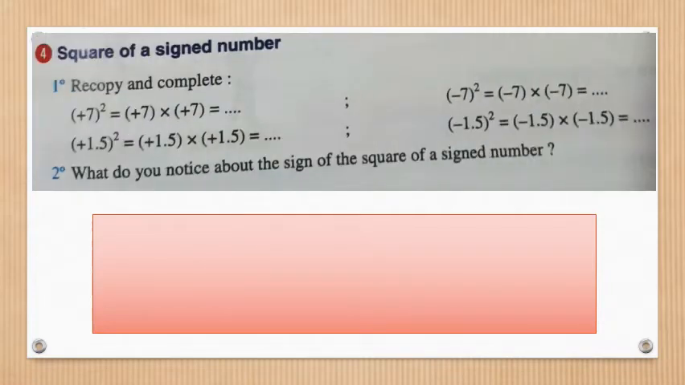Square of a signed number. Plus 7 squared. It's plus 7 times plus 7, with exponent 2, power 2. So the number is multiplied by itself. Plus plus, same sign, so it's positive. 7 times 7 is 49.